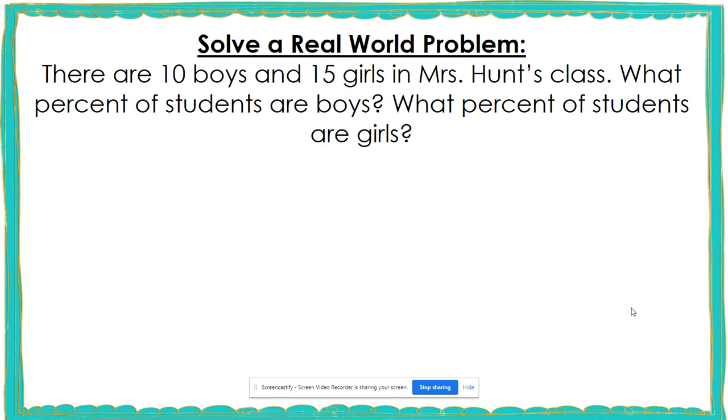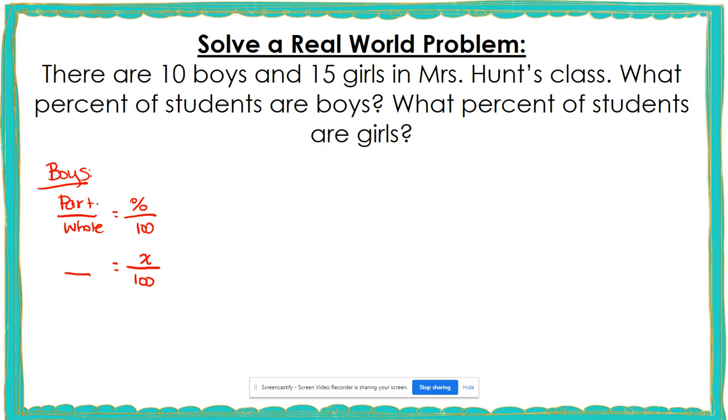Next, I see that there are 10 boys and 15 girls in Miss Hunt's class. What percent of students are boys and what percent of students are girls? Well, let's start by finding what percent are boys. I know that I have to use my proportion, which says part over whole equals percent over 100. Well, the question is asking me for the percent, so for percent, I'm going to put an x because I don't know what the percent is.